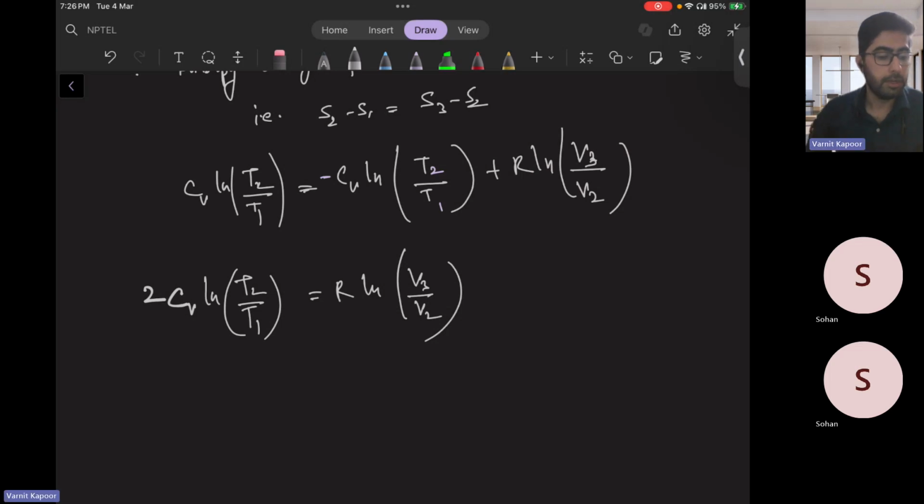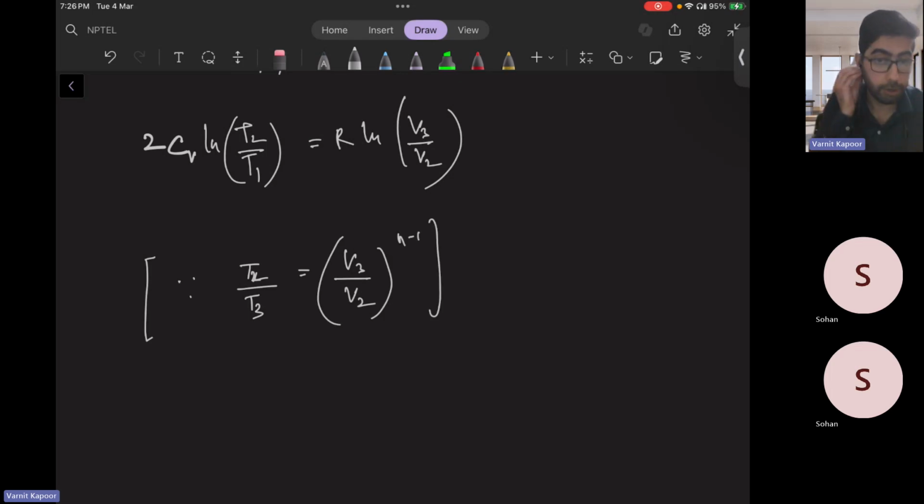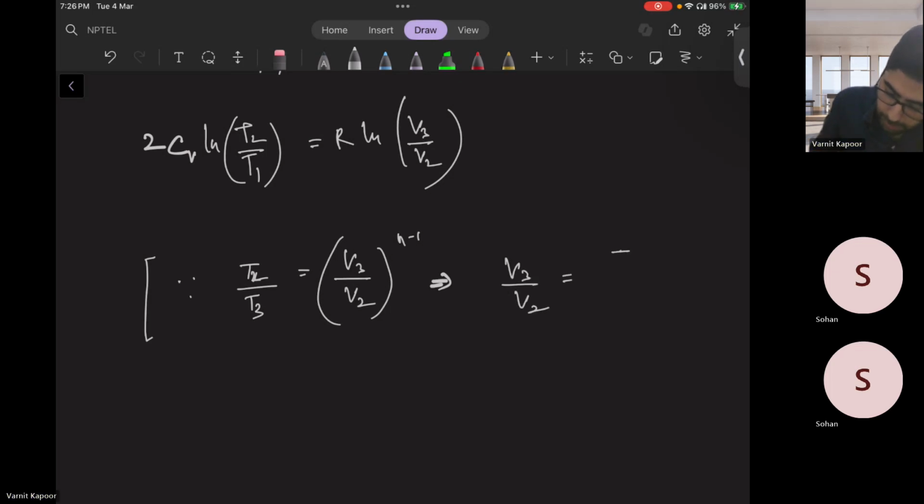Also, you know that the process is polytropic. So T2 by T3 can be written as V3 by V2 to the power of n minus 1. We have proved this for the adiabatic case, so instead of gamma, you write n there. Since T2 by T3 is V3 by V2 to the power of n minus 1, because the 2 to 3 process is polytropic, not adiabatic, this implies V3 by V2 is nothing but T2 by T3 to the power of 1 by n minus 1.